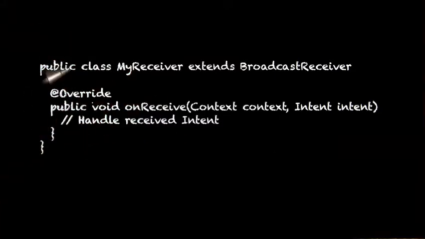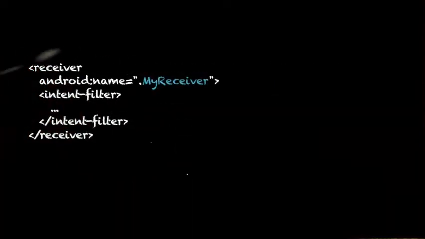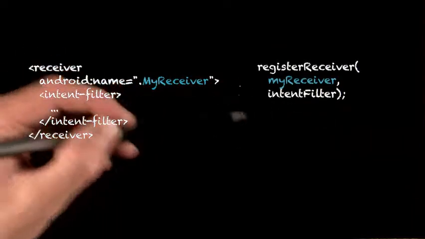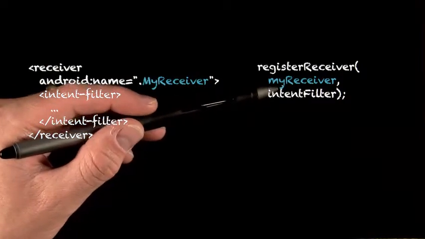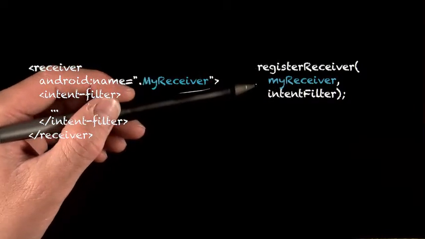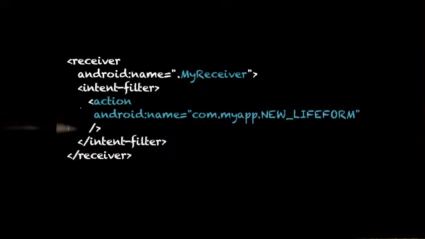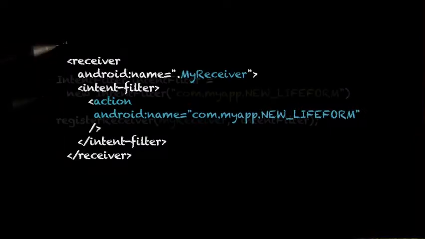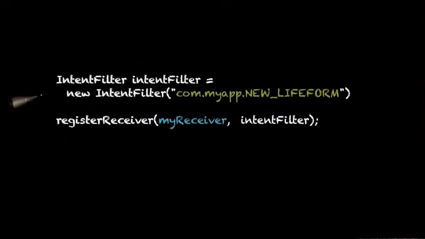To have your receiver start listening for broadcasts, you need to register it, either through an entry in your manifest like this, or dynamically within another application component, usually an activity like this. Then you define the intent filter that specifies the broadcast event you want to receive. You can do that either here in the manifest, or if you're registering your receiver with an application component, such as an activity, you can create your new intent filter like this.